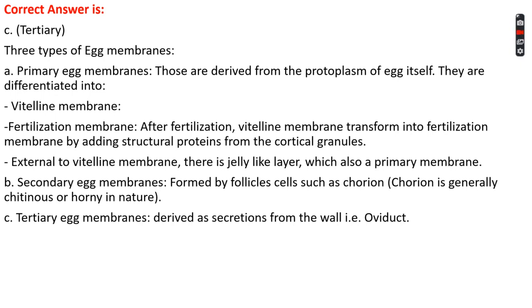Primary egg membranes derive from the protoplasm of the egg, and they are differentiated into the vitelline membrane, the fertilization membrane, and a jelly-like layer external to the vitelline membrane. A secondary egg membrane is formed by follicle cells, such as the chorion. And the tertiary egg membrane is derived from the secretion of the oviduct. So the mammalian egg lacks this tertiary egg membrane.